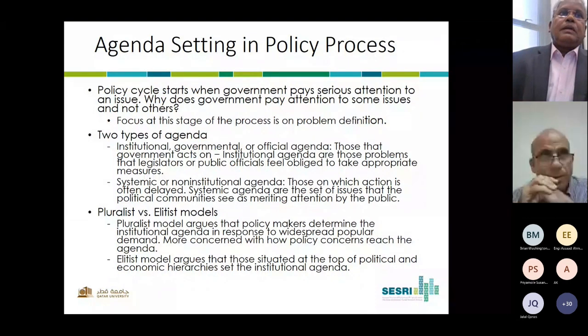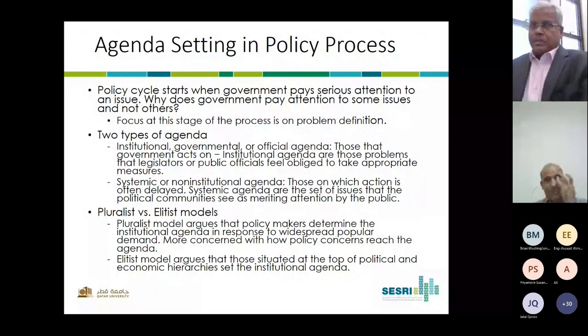The elitist model argues that those situated at the top of political and economic hierarchies set the institutional agenda.